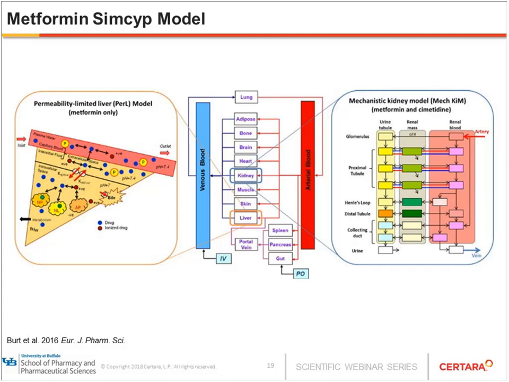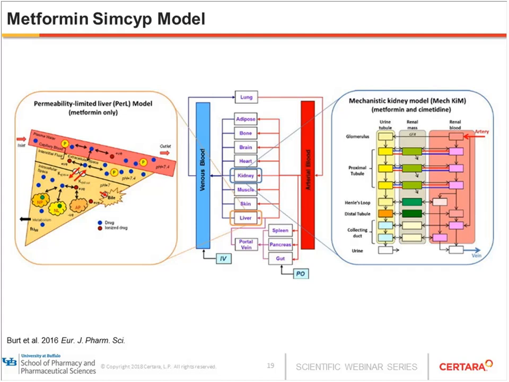So the center panel here indicates that the full PBPK model was used in Simcyp as opposed to a minimal PBPK model. And then on the left and the right, we have the modules for the liver and the kidney, and for both of these organs, we're using the more mechanistic component in Simcyp. So we have the permeability-limited liver model and the mechanistic kidney model.